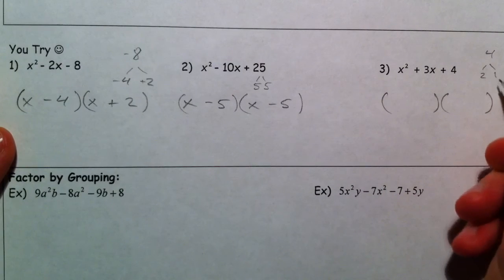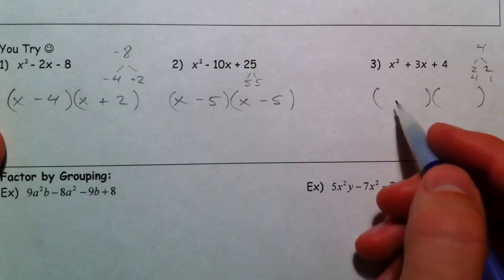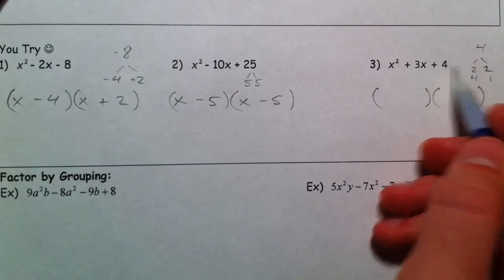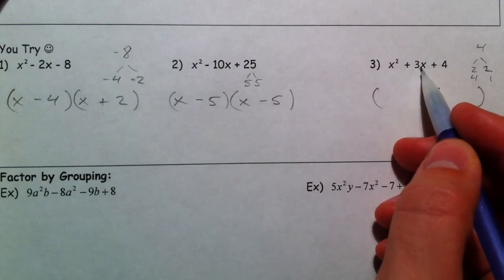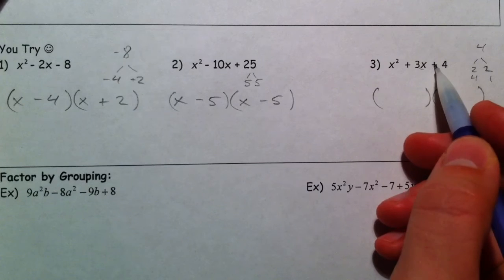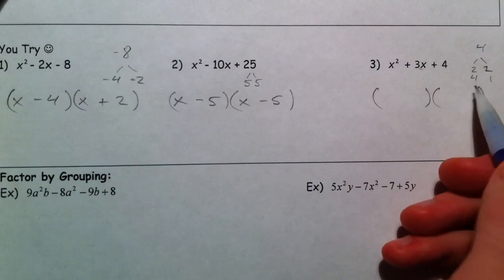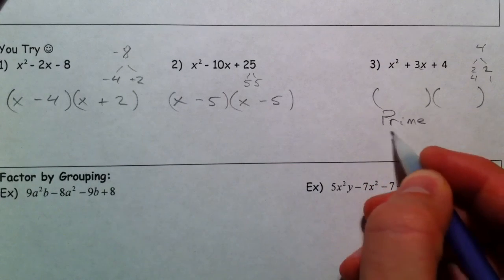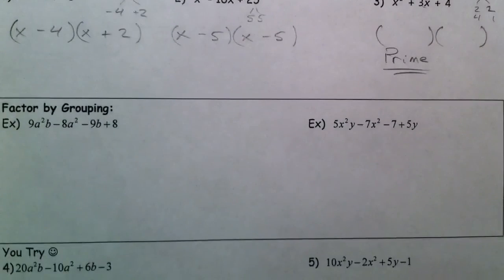Could be 2 and 2. Could be 4 and 1 that multiplies to the 4. So in this case, 2 and 2 add to 4, 4 and 1 add to 5, and there's not a minus. So this would have to be a minus in order to use the 4 and the 1. So this is what we call prime. There's no way to factor it, because neither one of them work.